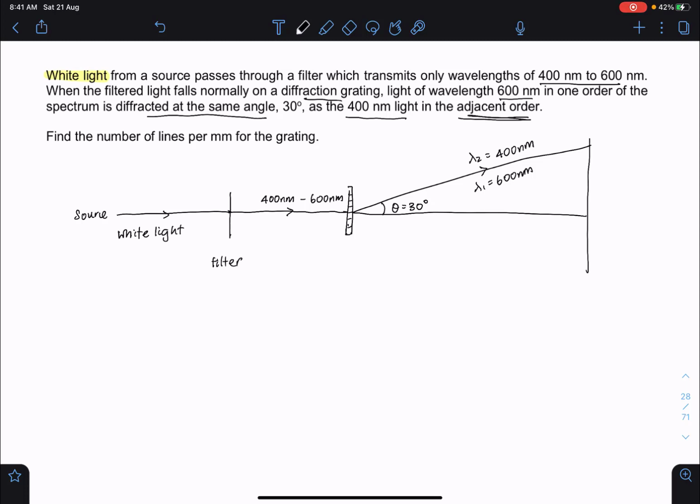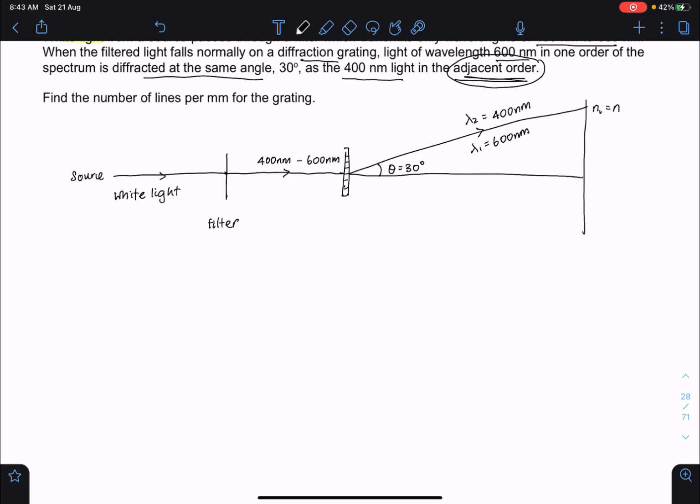Now, how is it possible? Because it's actually in the adjacent order. Now, for lambda 1, if we have n1 equals n, the adjacent order is either n plus 1 order or n minus 1 order. To know whether it is the nth plus 1 order or the nth minus 1 order, we need to write down the diffraction grating equation, which is d sine theta equals n lambda, and examine this equation.